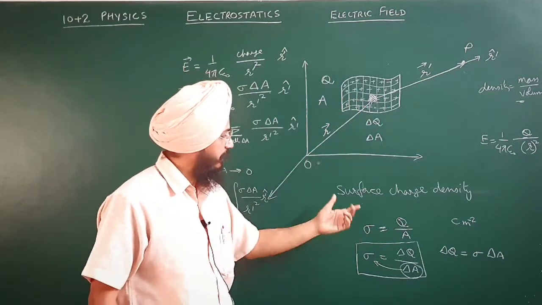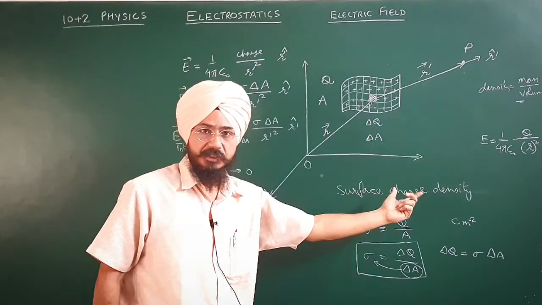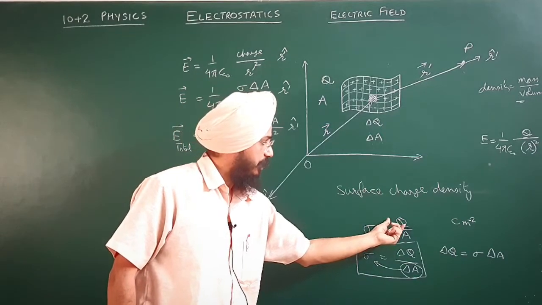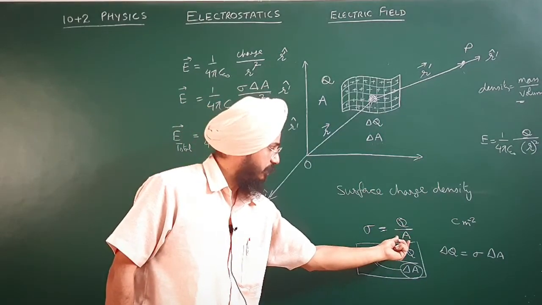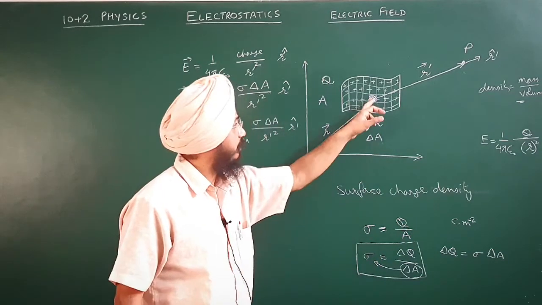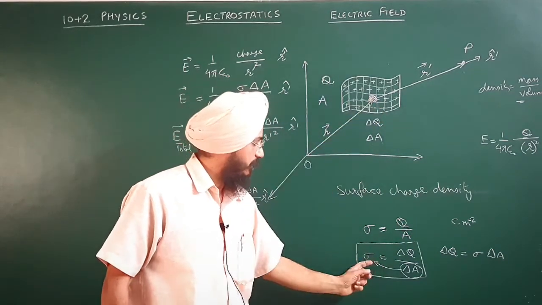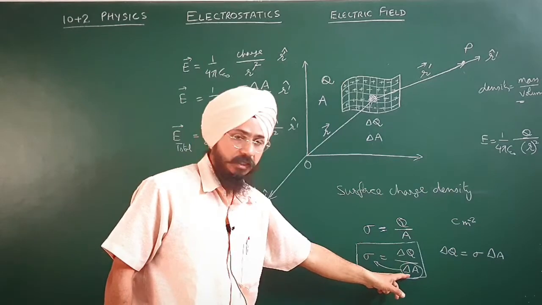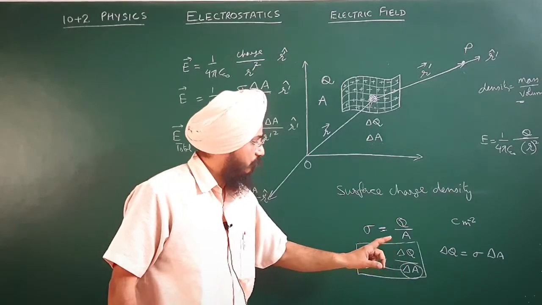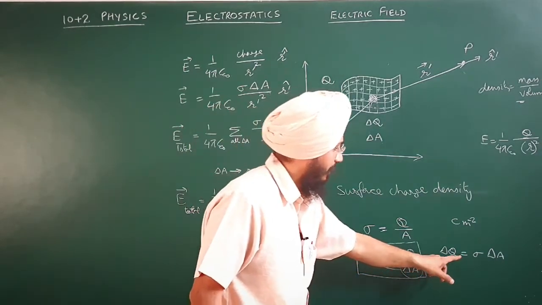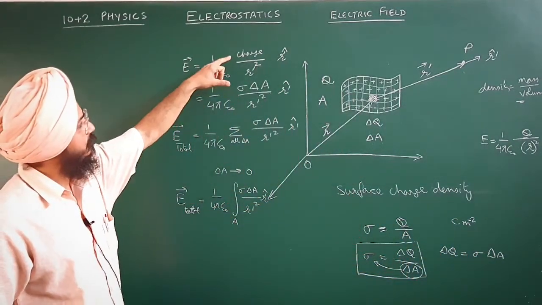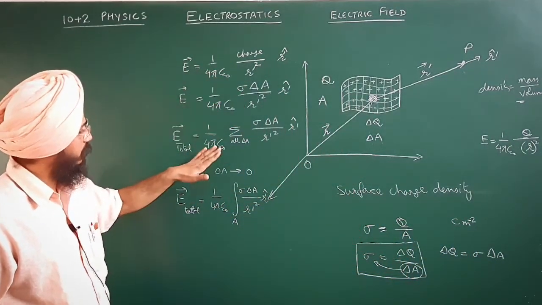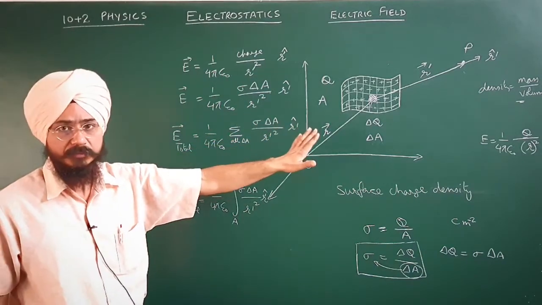So we defined a quantity, surface charge density, which is the charge present over the surface area, and for this very area element it can be written as delta Q upon delta A. From there we found delta Q as sigma into delta A, and by putting the value of charge over here we can calculate the electric field of this type of problems.